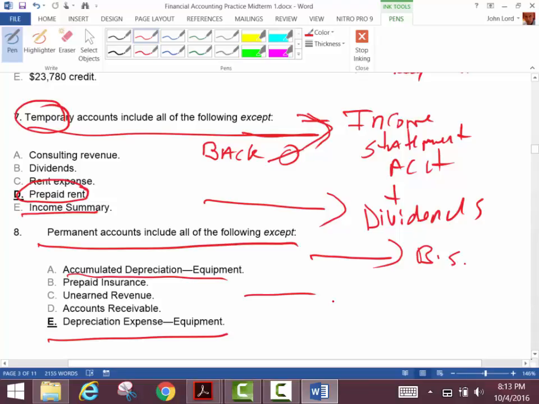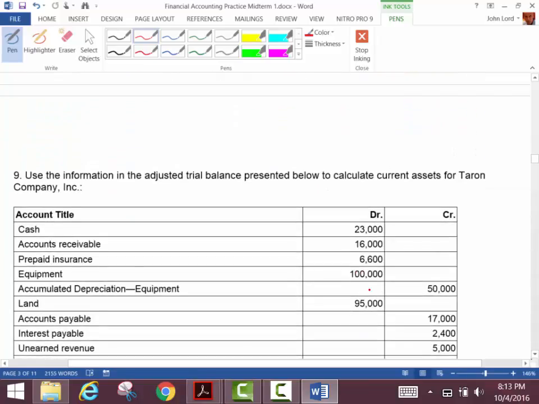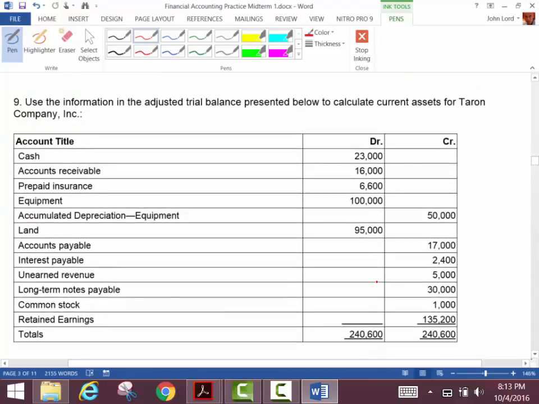Okay, good. Let's take a look at this one. Use the information in this adjusted trial balance to calculate current assets. Current assets are those that we're going to pretty much use up in a year or so, right? So how about cash?